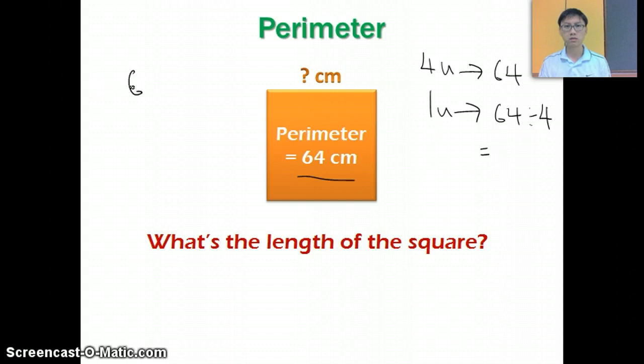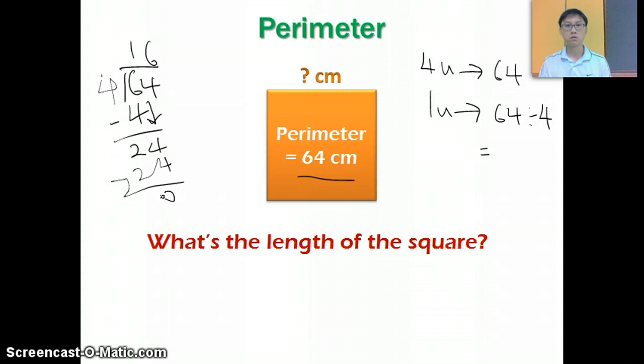Oh, let's work it out. 64 divided by 4. 6 minus 4 is 2. Bring down the 4. 4 times 4 is 16. So this will be my answer. 64 divided by 4 is 16. So the length of the square is 16 centimeters. Alright, so it's quite straightforward.